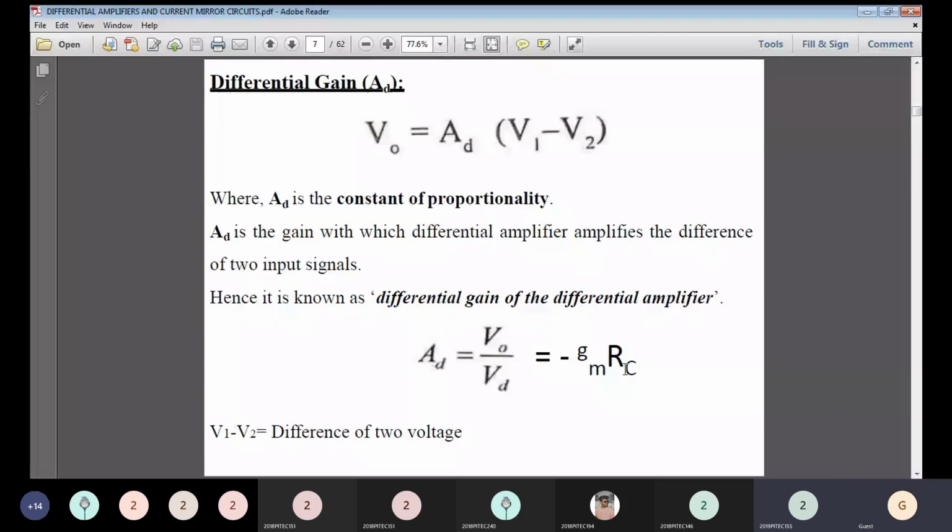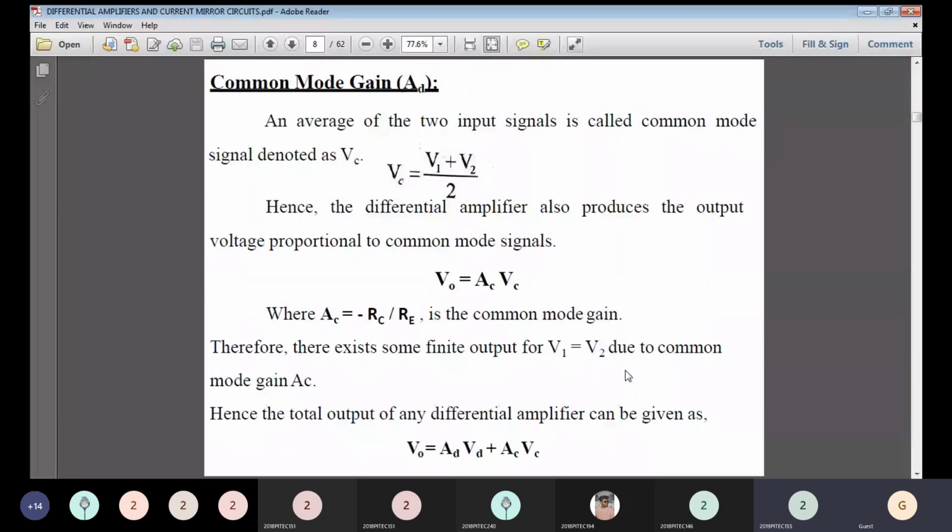The next mode of operation is common mode operation. Here we are going to calculate the common mode gain, specified as A with suffix C. In common mode, the two inputs are added. Giving the difference of two inputs is called differential mode operation, whereas common mode means the average of the two inputs, that is, V1 plus V2 divided by 2. That is your common input voltage. That is what is used for the common mode gain.